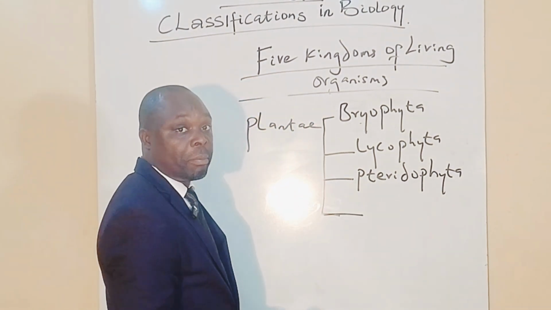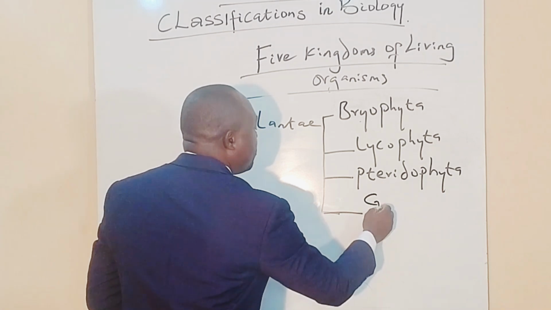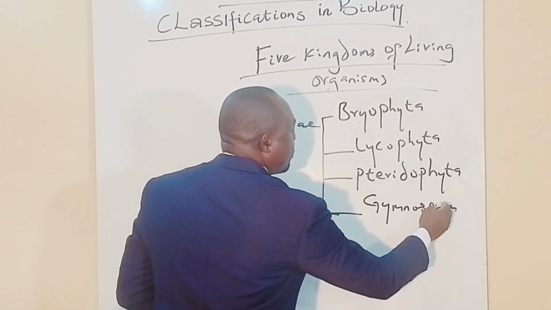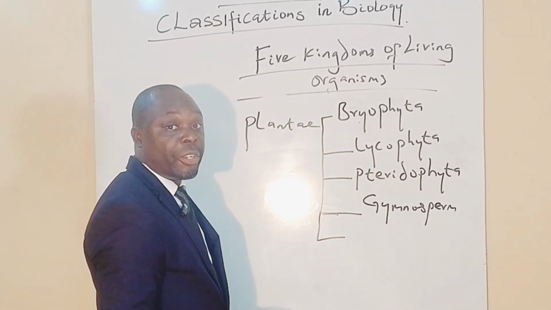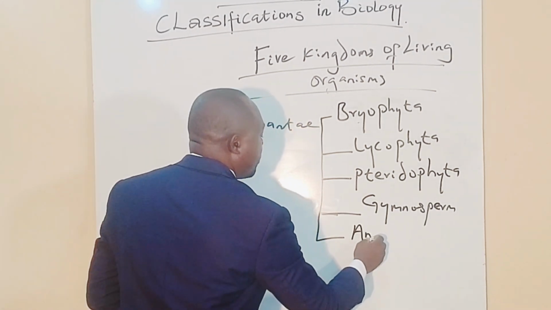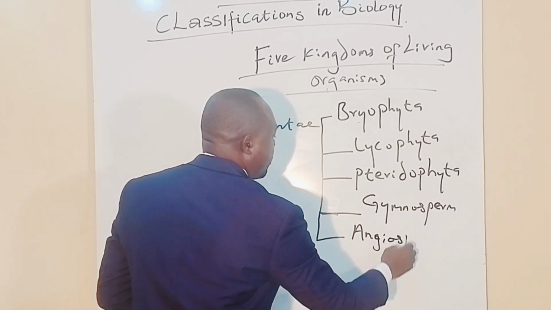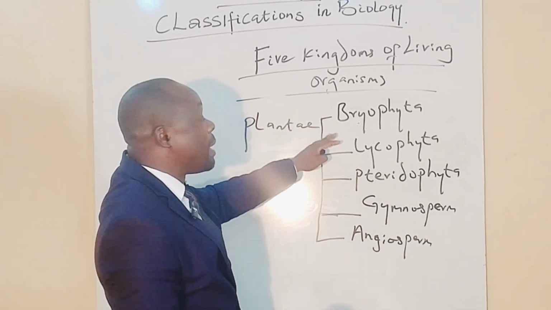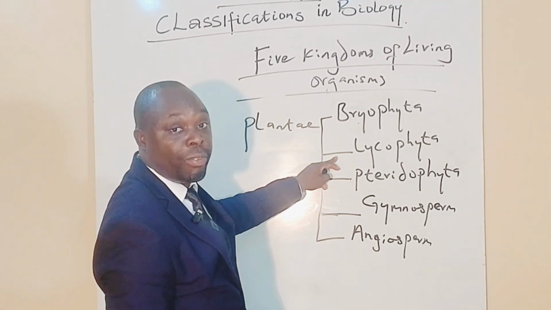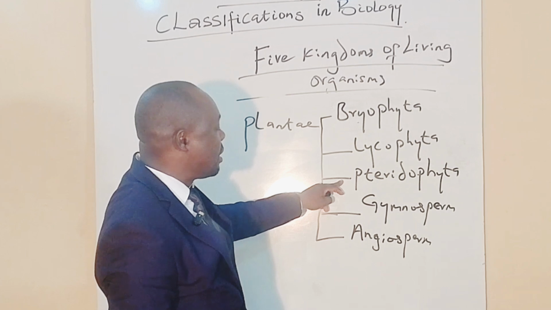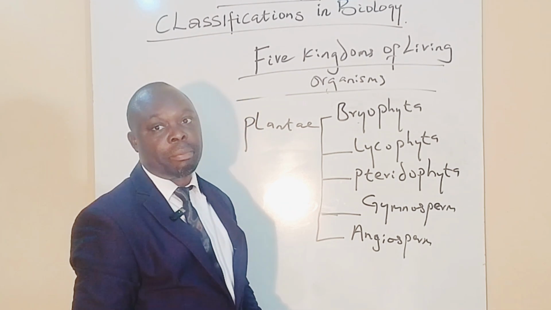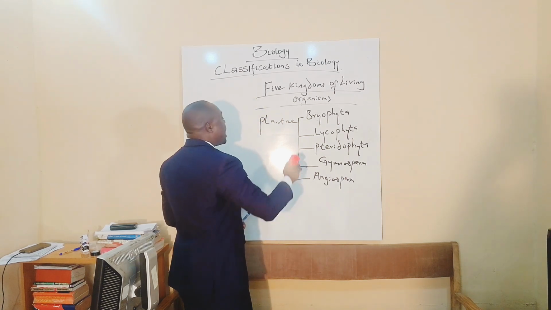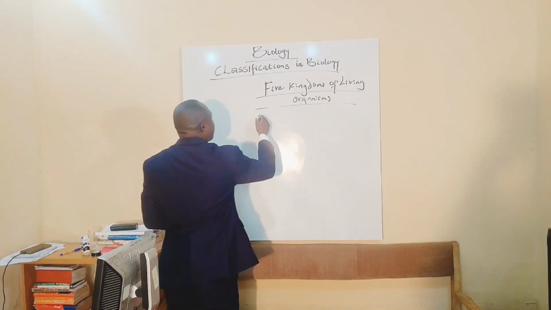4, the gymnosperm, and finally, the angiosperm. In the course of our study, we are going to know more about the bryophyta, the lycophyta, the pteridophyta, the gymnosperm, and angiosperm. The final one is the Animalia.